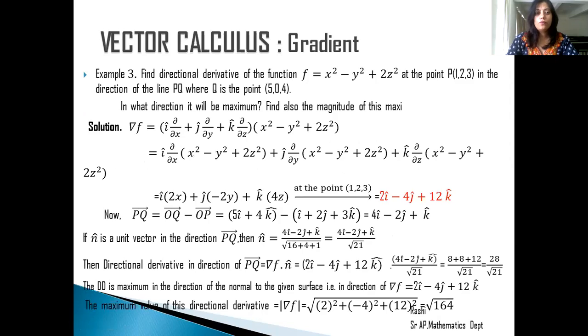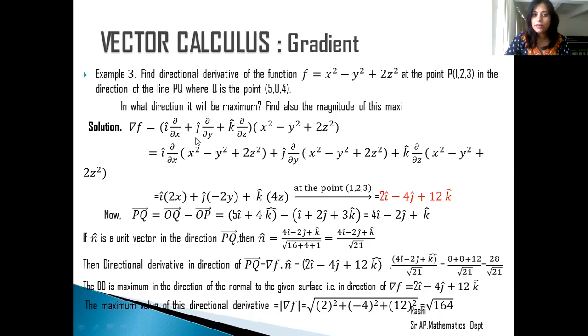Okay, let us see one more question based on the directional derivative. Now I have to find the directional derivative of this function at the point (1, 2, 3) in the direction of the line PQ, where Q is the point (5, 0, 4). Okay, now how will I start? When I am talking about the directional derivative, I told you I need two things. First, I need the gradient of the function, and second, I need n. So let us first find out the gradient of the function.